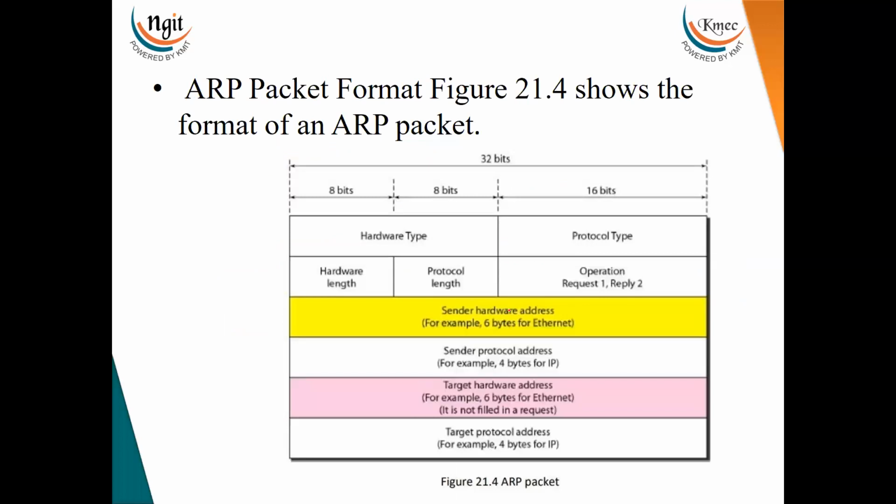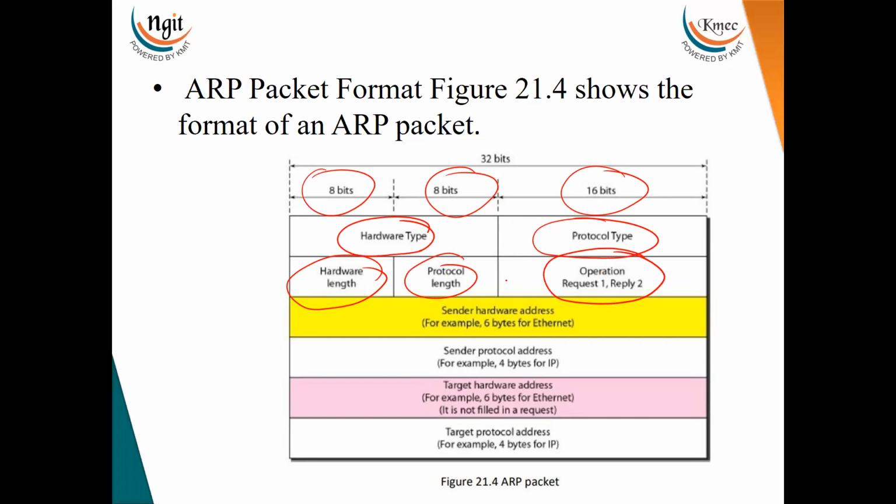Now see what the format of the ARP packet will be. It consists of partitions of 8 bits, 8 bits, and then 16 bits. It uses the hardware type, then the protocol type. Then it has the hardware length as well as the protocol length. Then we have the operation, which may be either request or reply.